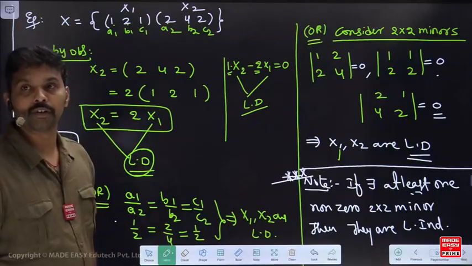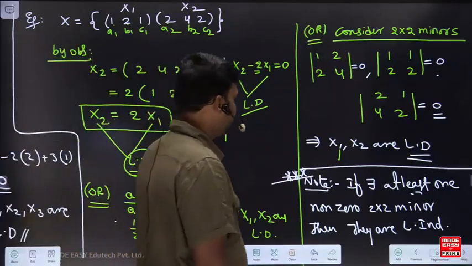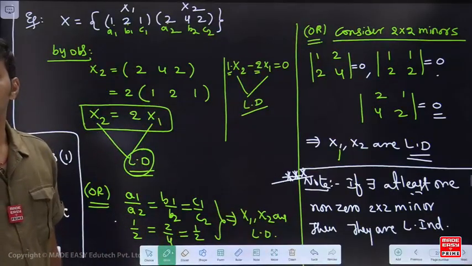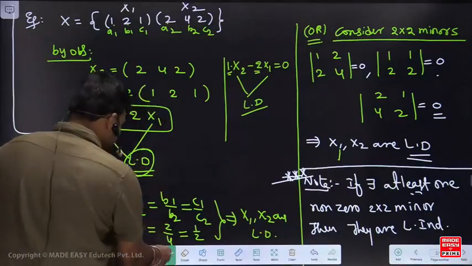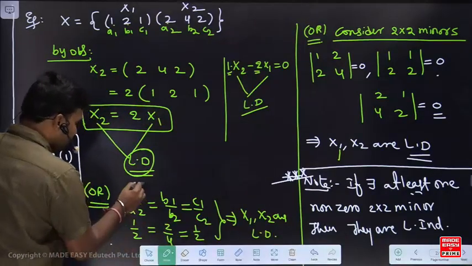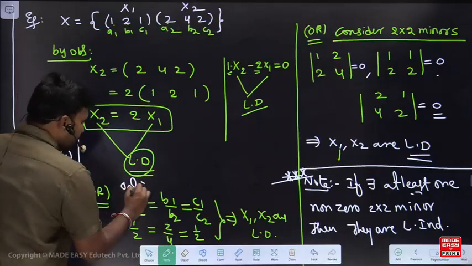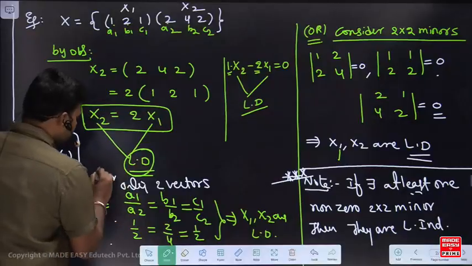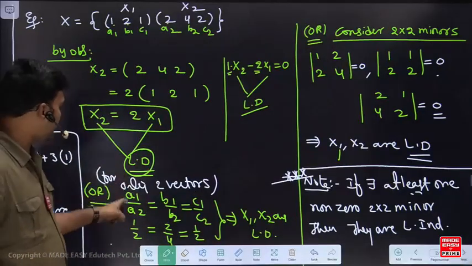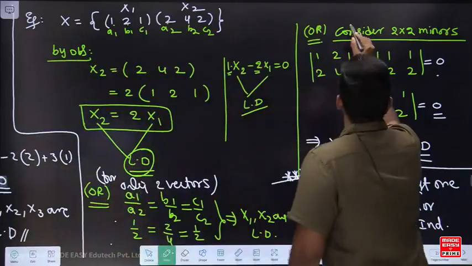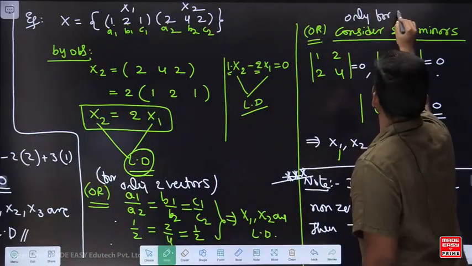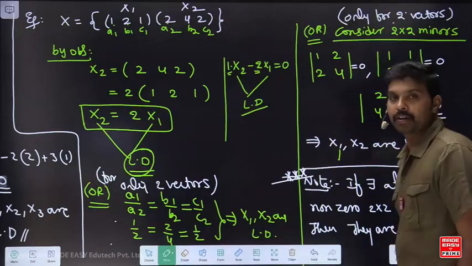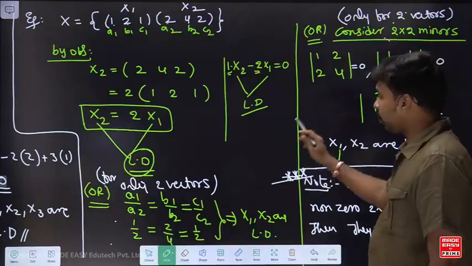You will understand where to use it as we go ahead. Okay, beta, I will mention here also: this is for only two vectors. The ratio method is only for two vectors. This is also only for two vectors. Please mention it, beta.